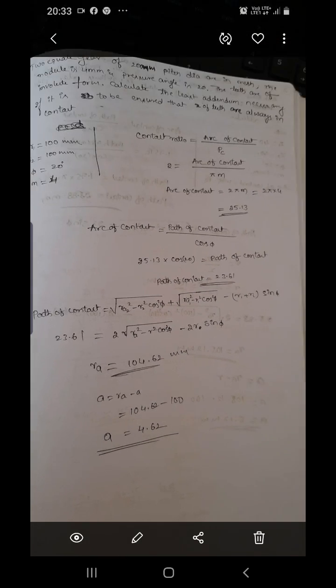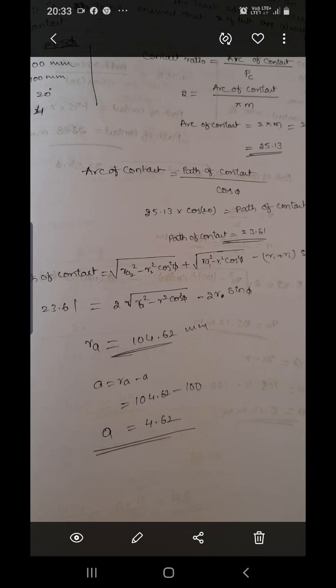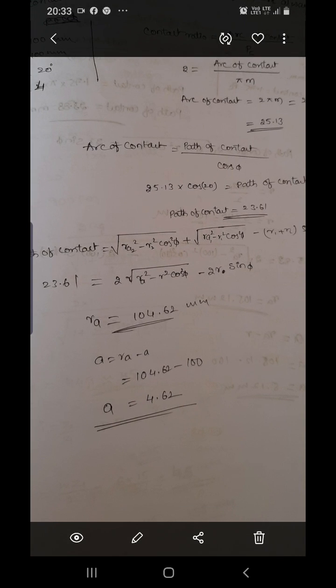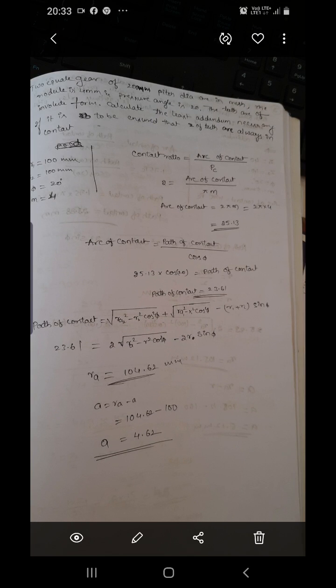Next, we need to calculate the least addendum. What is addendum? Addendum is the radial distance between the addendum circle and the pitch circle. The addendum circle is the topmost circle, and the pitch circle is the middle one. So A is equal to RA minus R. RA is 104.62 and R is 100. 104.62 minus 100 gives A equal to 4.62. For this problem, the solution is 4.62.